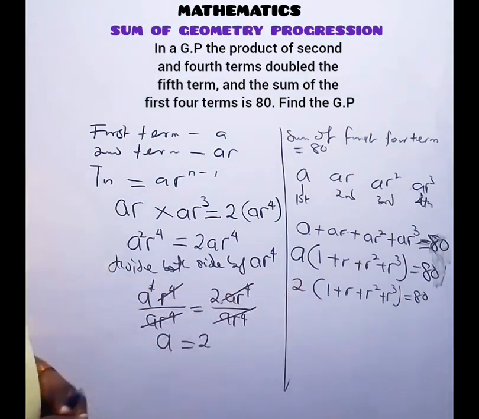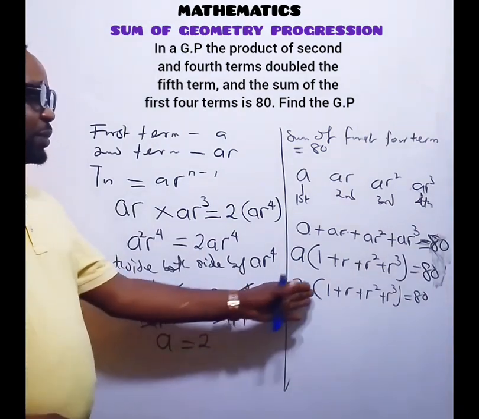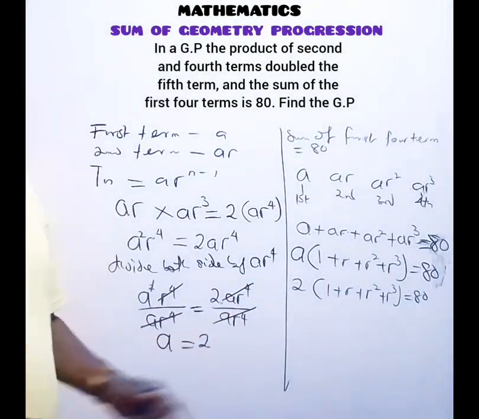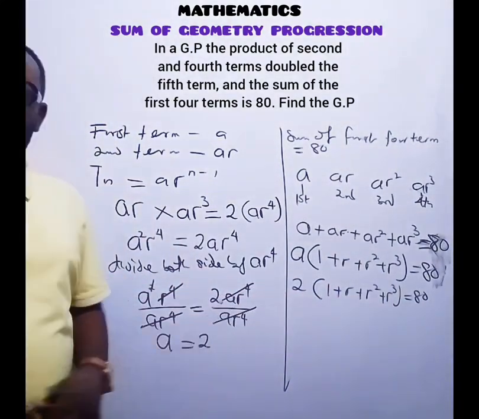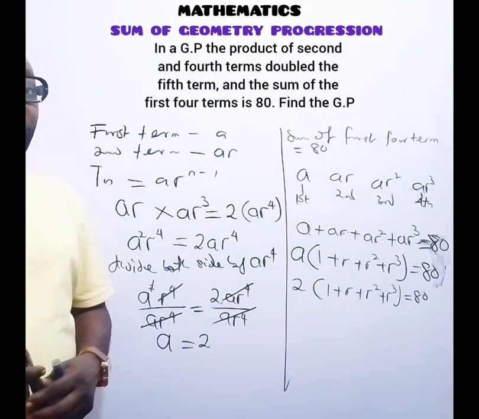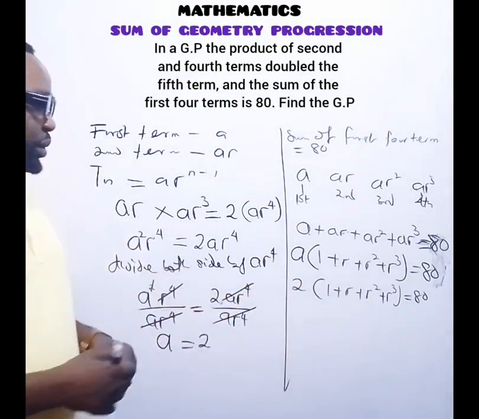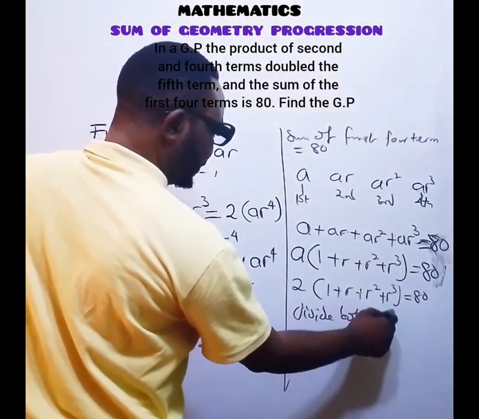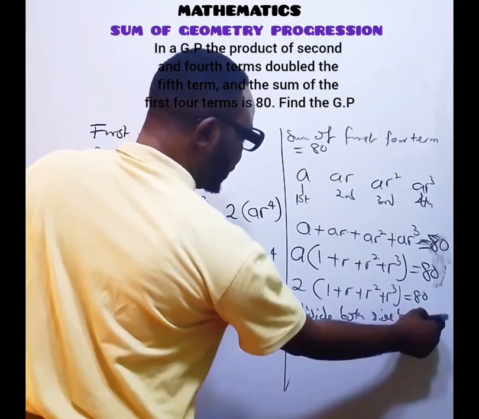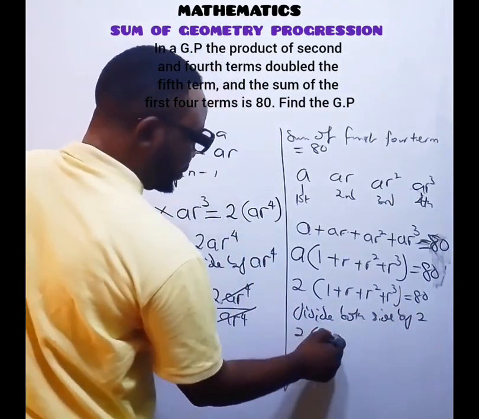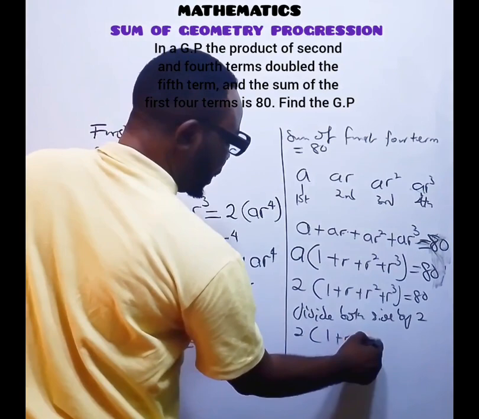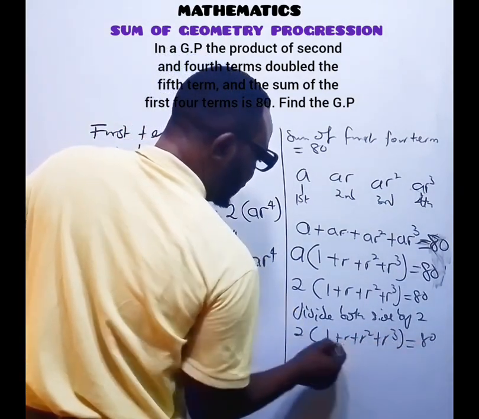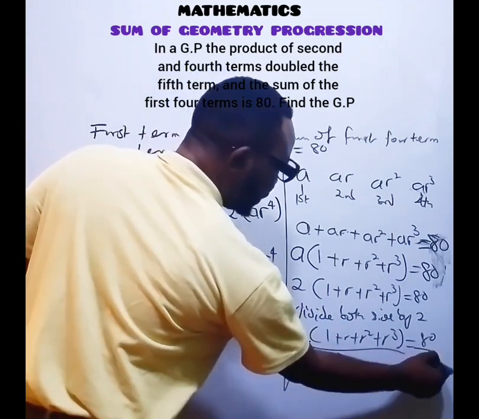Now, from this case, since this is multiplying every term here, we can divide both sides by that particular value, because we intend to find the value of r here. So I'll divide both sides by 2. So we are going to have 2 into bracket 1 plus r squared plus r raised to the power of 3 is equal to 80, all over 2 here as well.